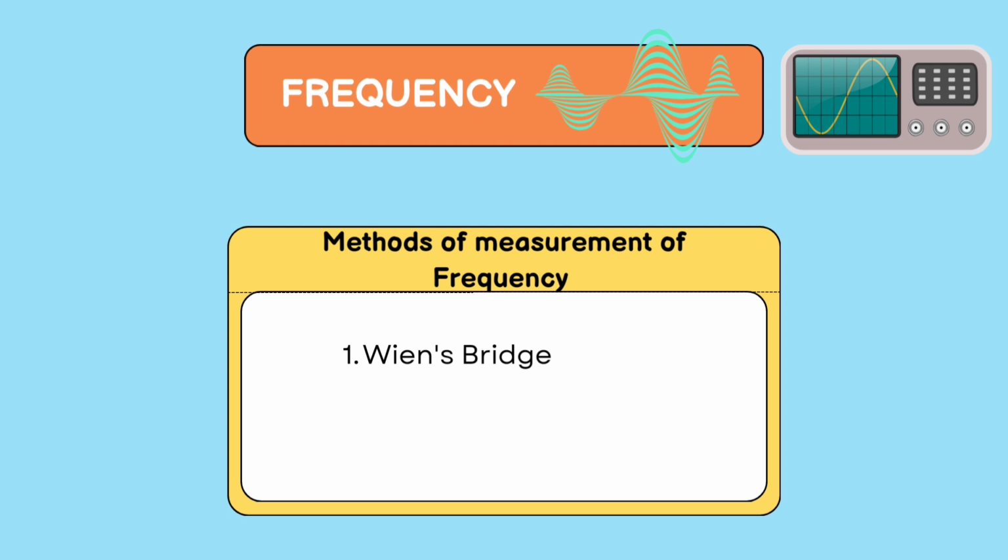1. Wien's bridge. This is a common method that involves balancing a bridge circuit to determine the unknown frequency. Wien's bridge is a type of AC bridge circuit that is specifically designed for measuring frequency. It consists of a resistor, a capacitor, and an inductor connected in a bridge configuration. By adjusting the components in the bridge, the frequency of an unknown signal can be determined.